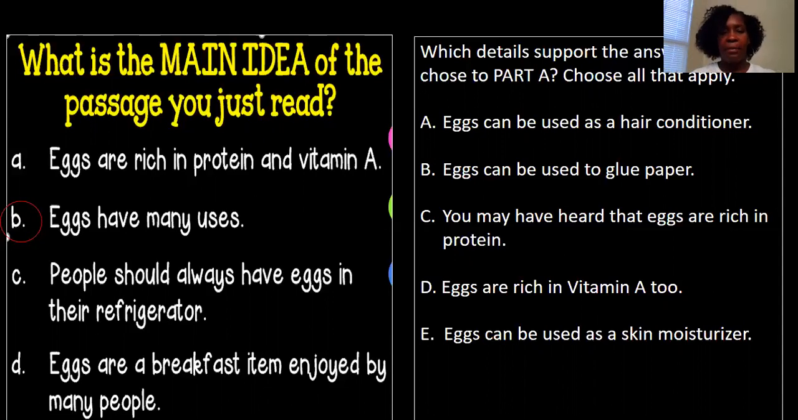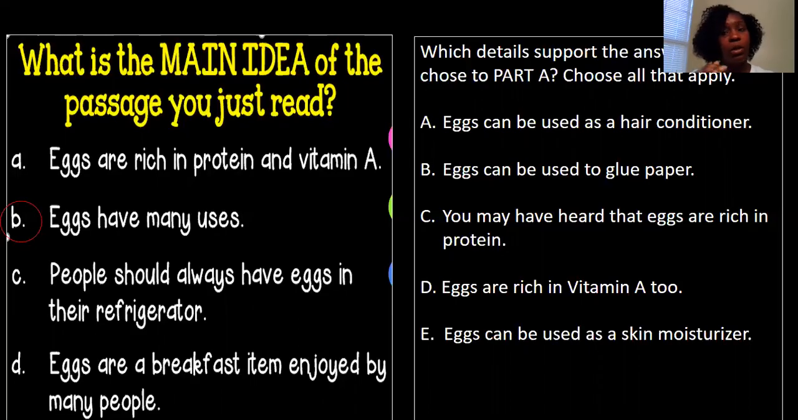So let's check A. We're looking for the uses of eggs. A says eggs can be used as hair conditioner. Now, that does talk about one way that eggs can be used, and that was found in the passage. My clue words in answer choice A are the words used and hair conditioner. Those will be the words that I will underline. Eggs, used, hair conditioner. So I'm going to question A because I'm looking for maybe possibly more than one answer. B, eggs can be used to glue paper. Now in the text, they did talk about that as well.